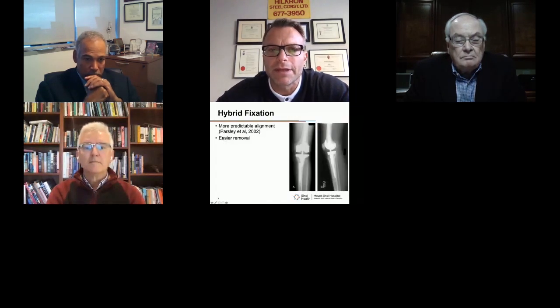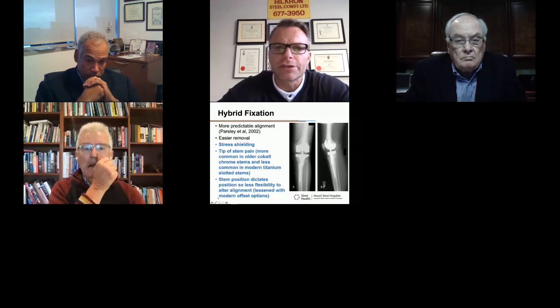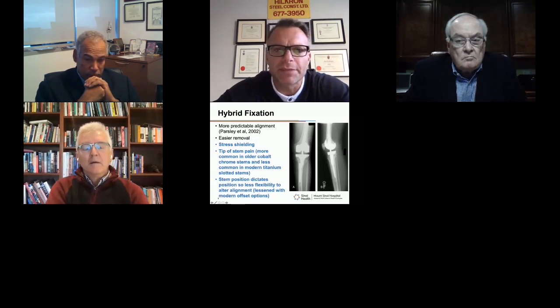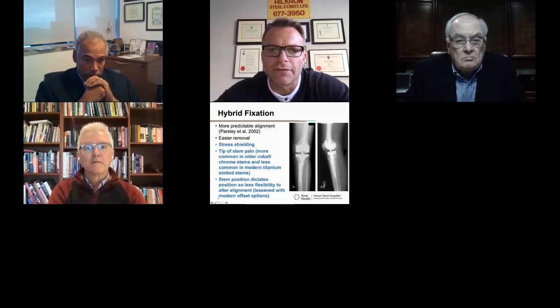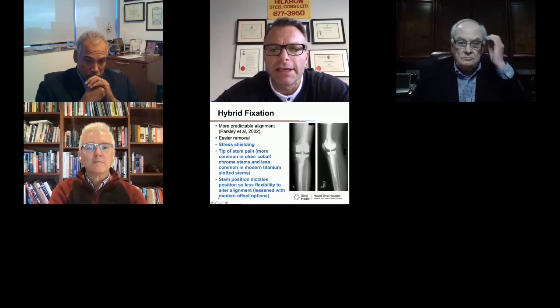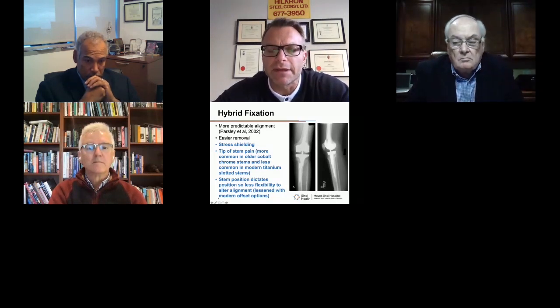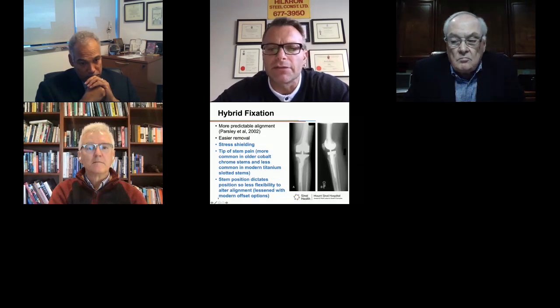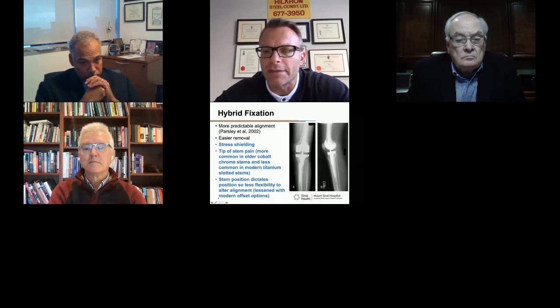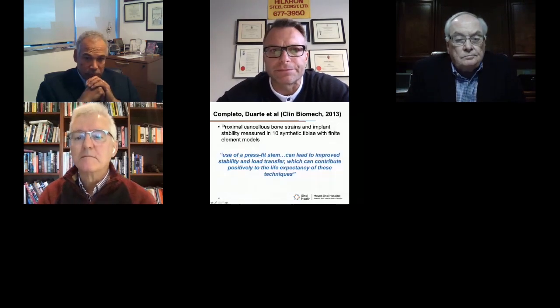Hybrid fixation definitely gets, I think, more predictable alignment when you use the diaphysis. They're easier to remove if you have to. There's also been issues with stress shielding, tip of stem pain, which I think was more common in older solid cobalt chrome stems and less now with the slotted titanium stems. But the stem position is dictated by the canal, so there's a little less flexibility to alter alignment, but at the same time, I think it more often gives you the correct alignment.